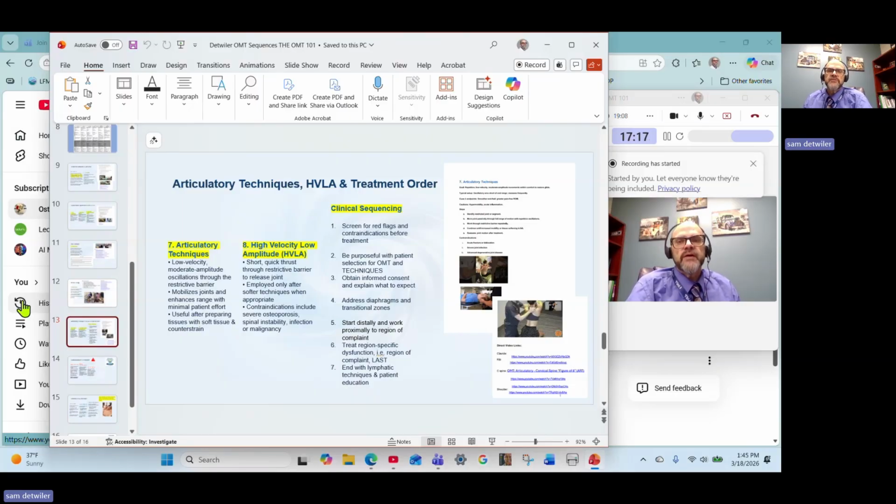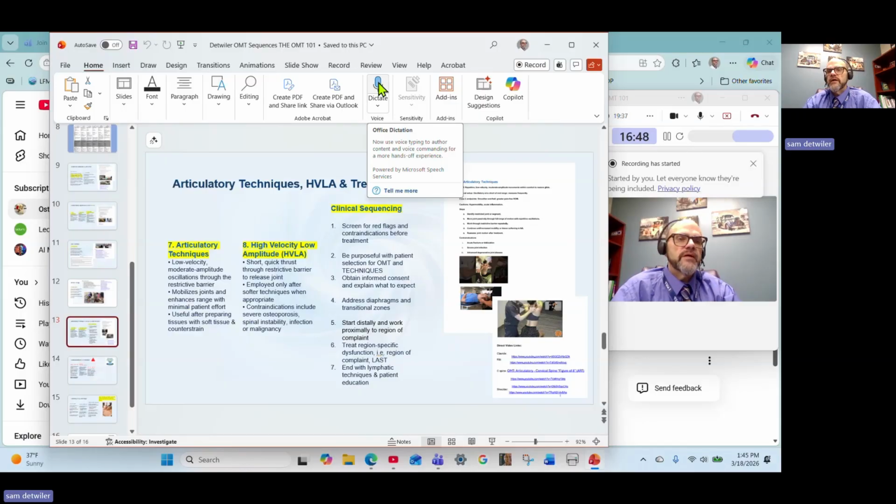So clinical sequencing is very important. Be purposeful with the patient selection for OMT and the technique selection in your sequence. In our modules that we will be teaching and you will be learning, there are 5 to 7 techniques in each sequence to be done or approached in order for any given condition. And that too, we will train more on as the time goes on here. But I will be demonstrating now the techniques here in 1 second.